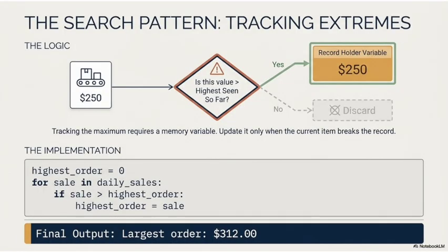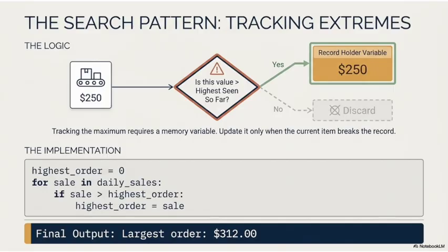The search pattern tracks extremes, finding the maximum, the minimum, or a record holder value across a dataset. The logic requires a record holder variable initialized before the loop. On each iteration, compare the current item against the current record. If the current item beats the record, update it.